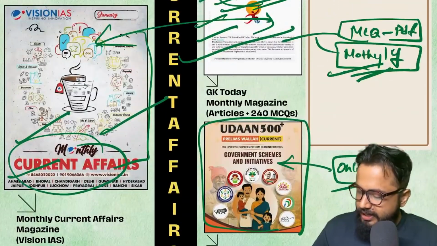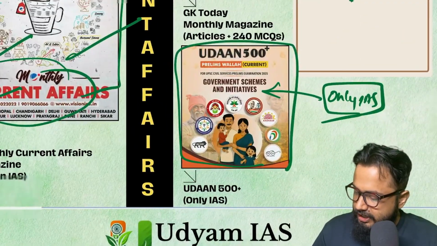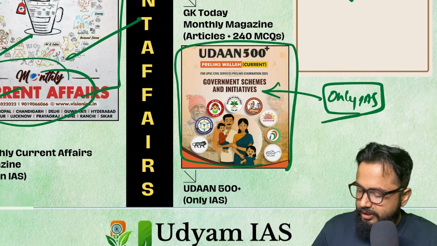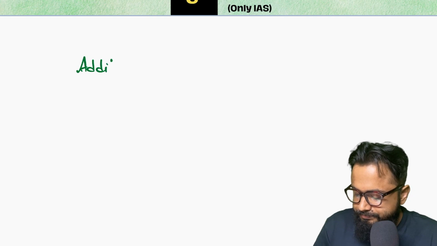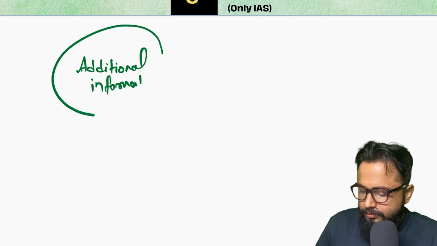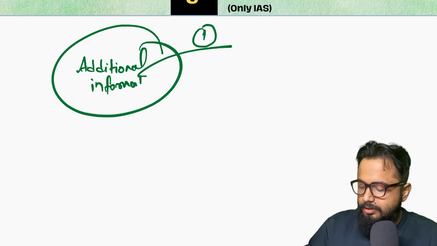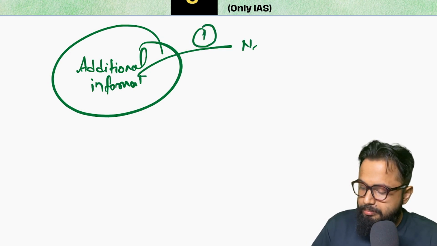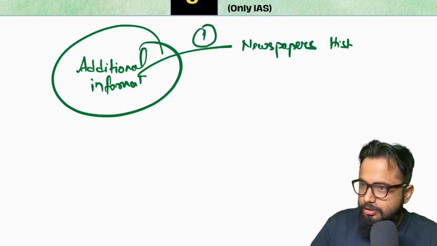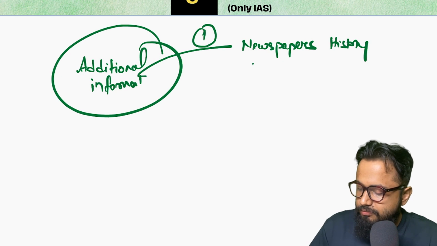Okay. Before I leave this, I told you I will give you some extra tips towards the end of the video. So let's create an extra page for that. Okay. Some additional information. First, you have to read newspapers also for history-based questions. And I'll show you a live example of what I mean by newspaper for history MCQs.